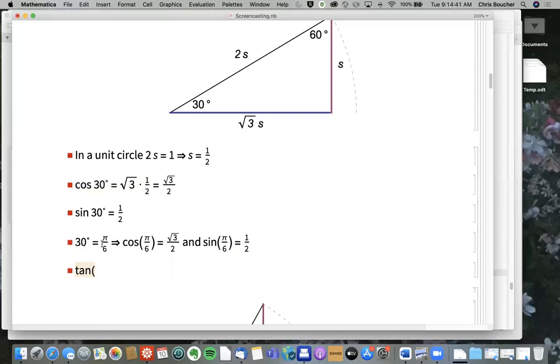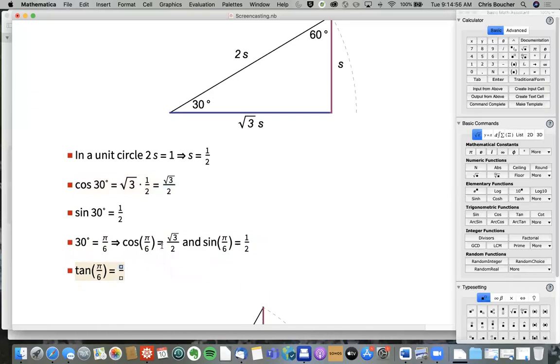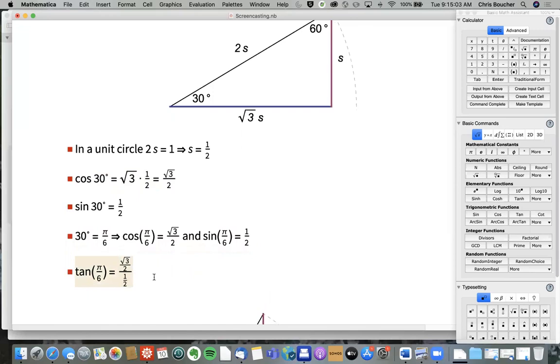Let's take the tangent of pi over 6. Oops, that didn't work. We'll just put that there. Right, so this should be sine divided by cosine. So let me make a little fraction here. And so the numerator should be this, and the denominator should be this. And what happens is the 2's cancel, right? So this just becomes the square root of 3. So I'll leave you to check that my math there worked out, but the tangent of pi over 6 comes out to the square root of 3.